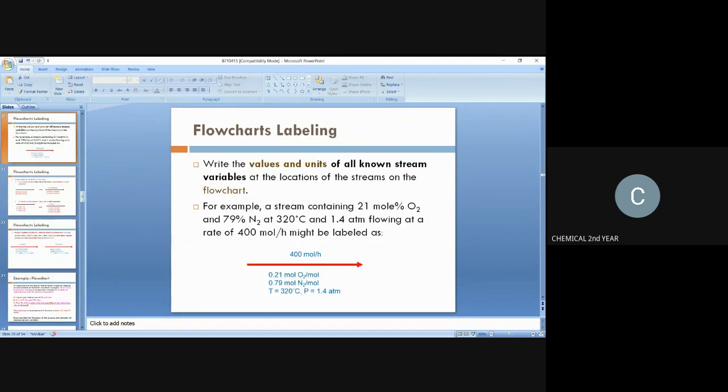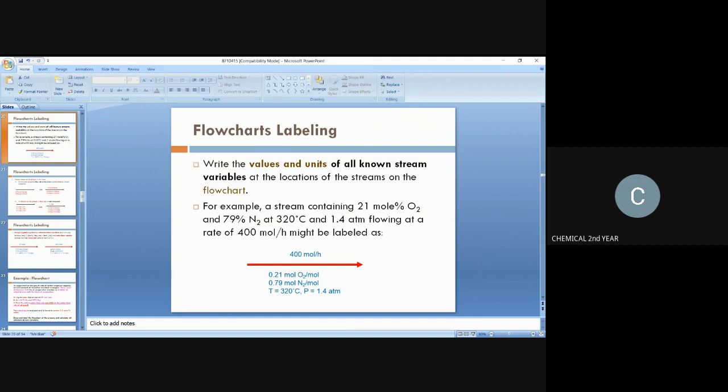Next in flowchart labeling, write the values and units for all known stream variables at the locations presented on the flowchart. For example, a stream containing 21 mole percent O2 and 79 percent N2 at 320 degrees Celsius and 1.4 atmospheres, flowing at a rate of 400 mole per hour, might be labeled 400 mole per hour.